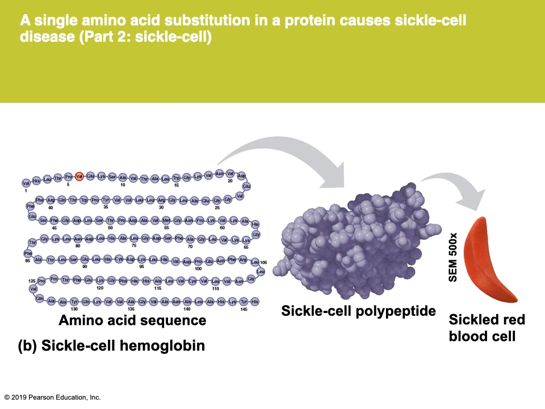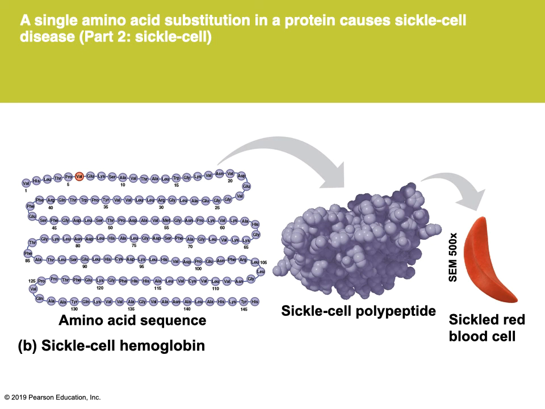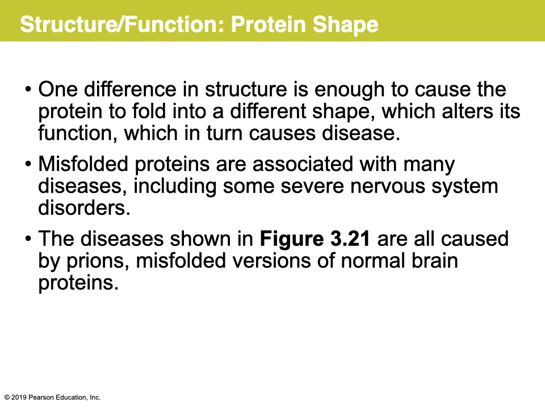And if you look closely at the top of the amino acid sequence, you'll see that the 1, 2, 3, 4, 5, 6th amino acid is shaded red. Now compare that to the one in the previous one. It says valine in there, or VAL. 1, 2, 3, 4, 5, 6. Oh, that says glu, for glutamic acid. So you've substituted that one amino acid, and it causes that radical change in form. So one difference in structure is enough to cause the protein to fold into a different shape. That alters its function, which in turn can result in disease.